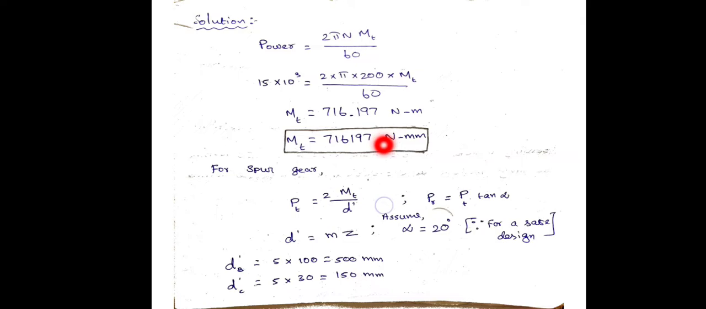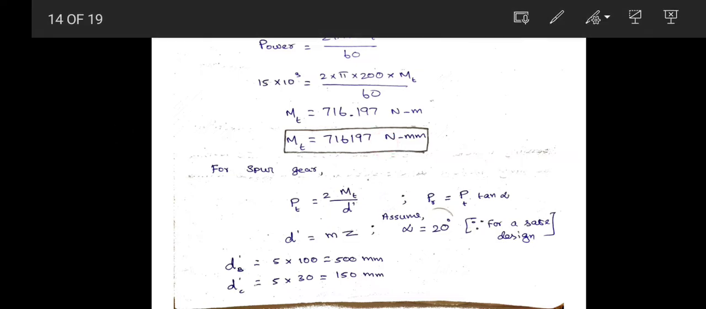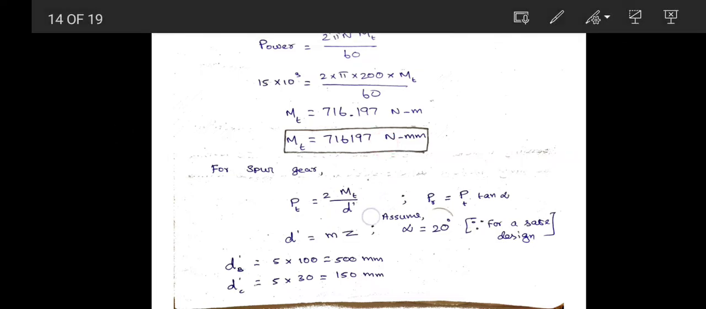Now we have to find out the Mb value. Mb means bending moment. We have to find out the bending moment at B and the bending moment at C. Here two forces are there on B, and on C also two forces are there. On B, one force is vertical, PR is vertical, PT is horizontal. On C, PT is vertical, PR is horizontal.